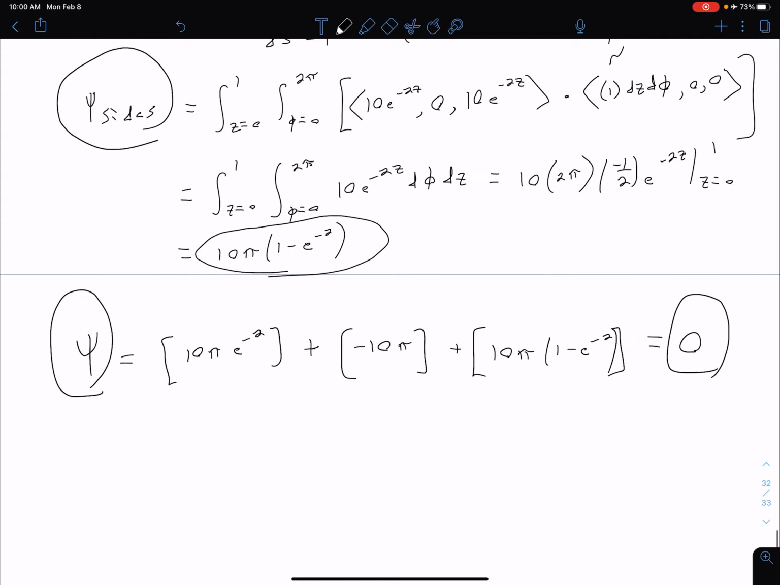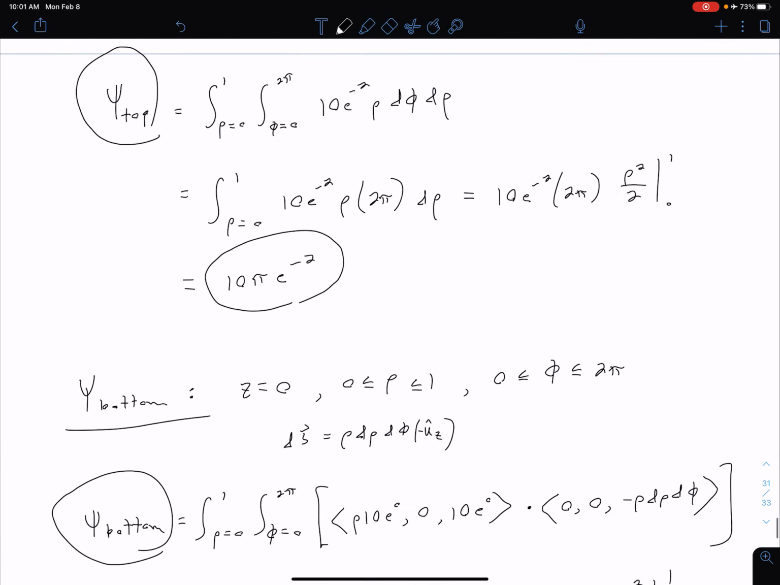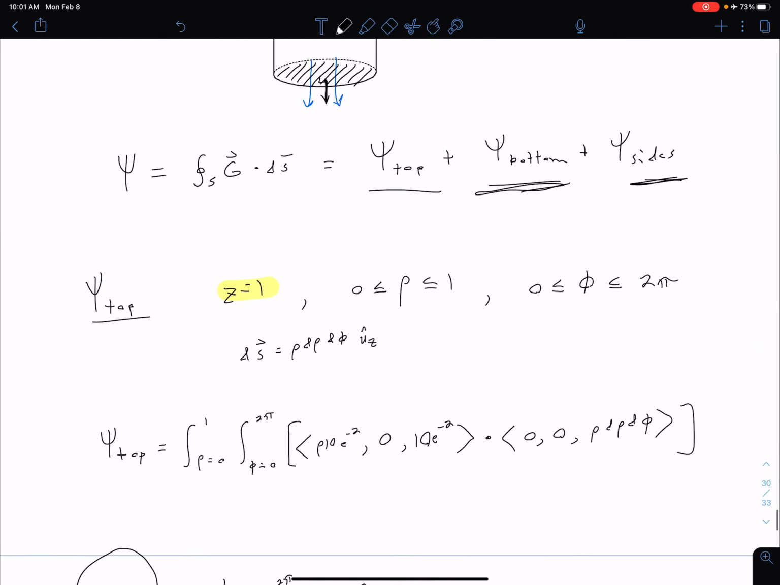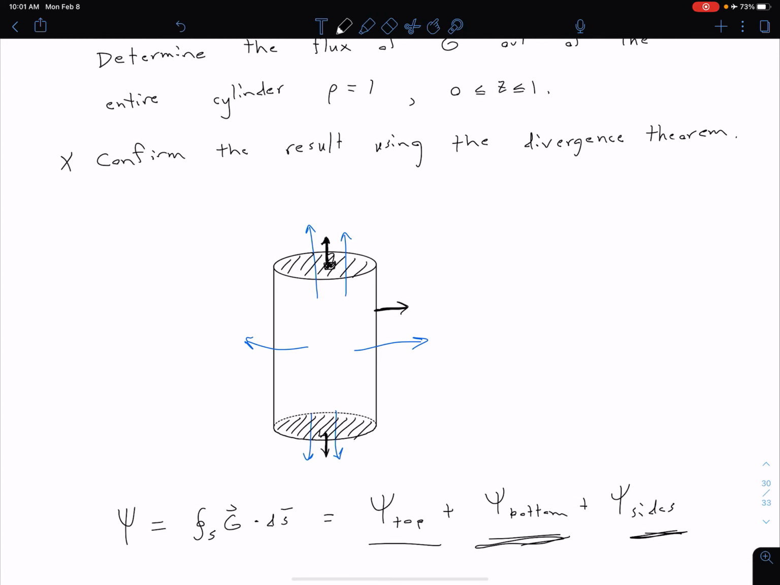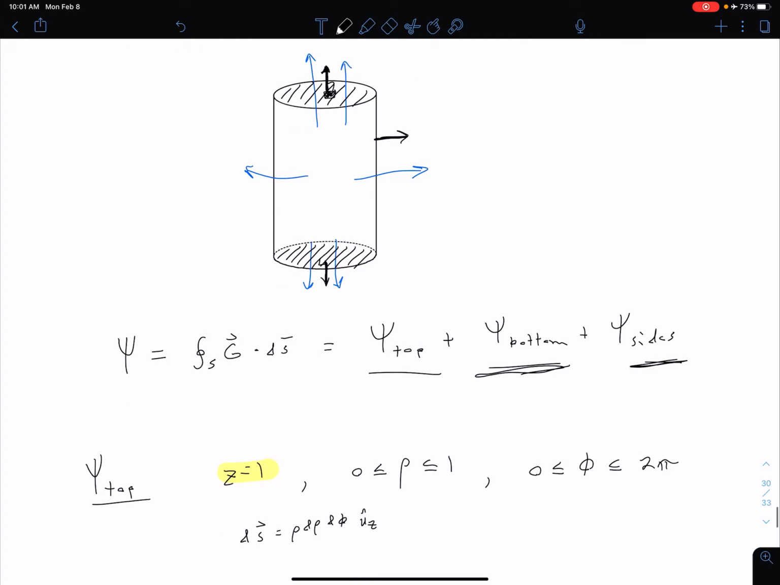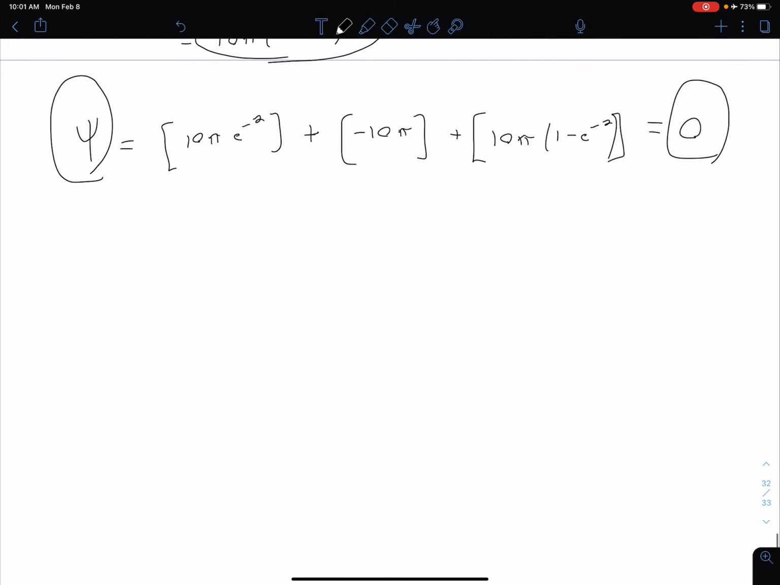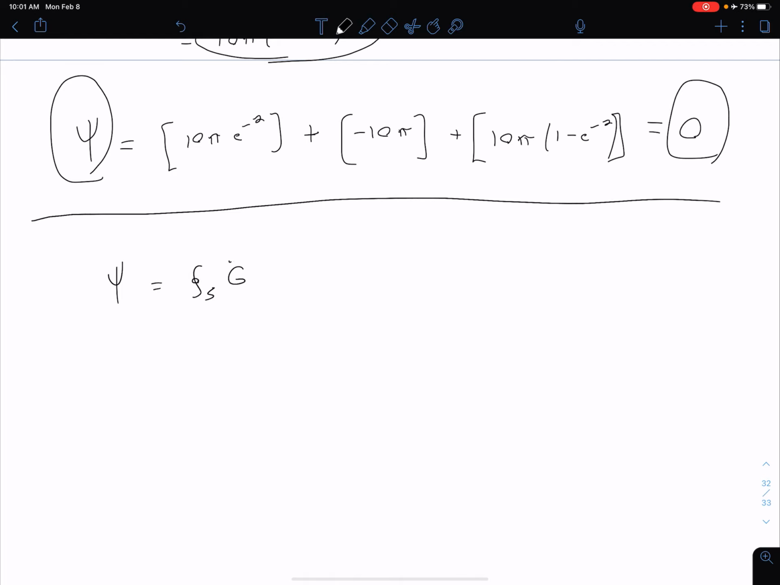Okay, so none of the steps were hard, but that was definitely a lot of work to get through. So now for the second part of the problem, what we want to do is confirm this result using the divergence theorem. And what we're going to see is it's a lot easier and a lot quicker. So let's start by restating the divergence theorem. It says that our net outward flux is equal to the surface integral over the closed surface of g dot ds. So that's what we just did, but from the divergence theorem we can say that's equal to the volume integral of the divergence of g multiplied by dv.